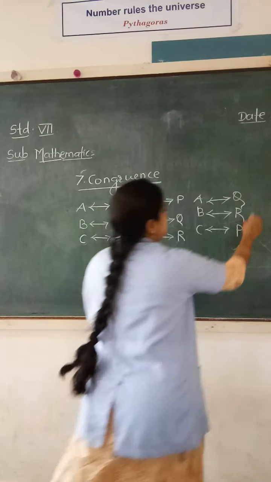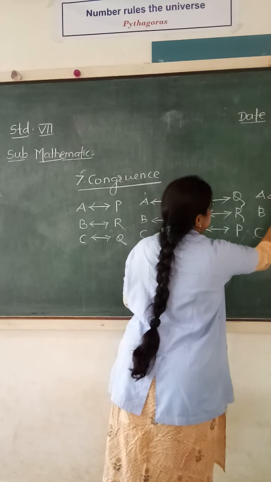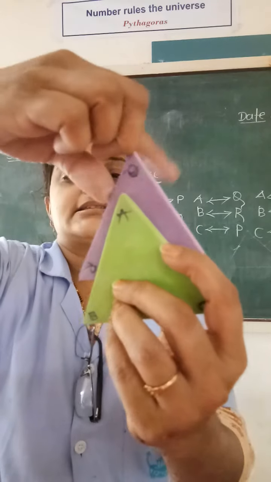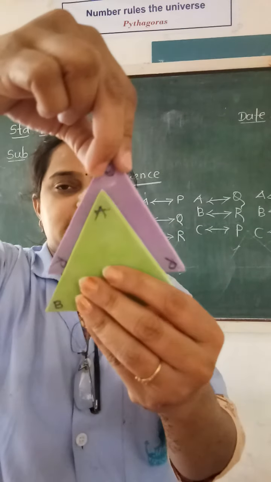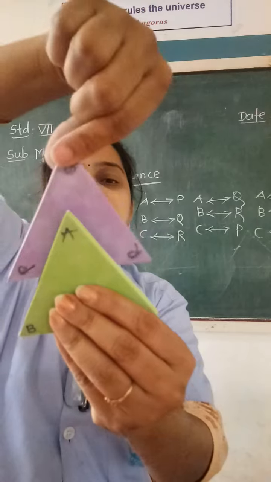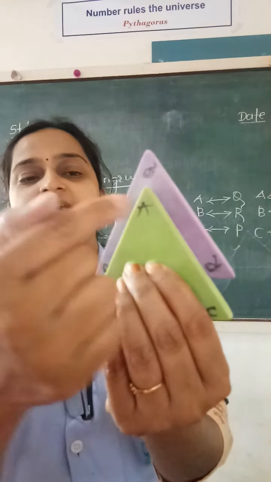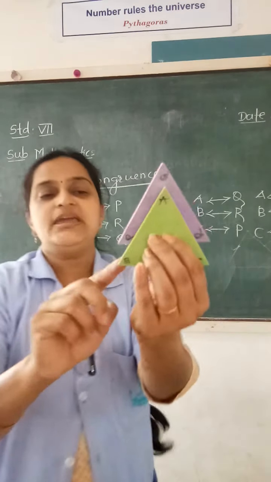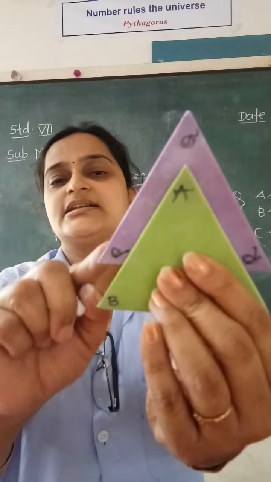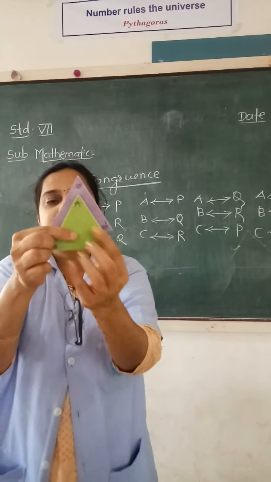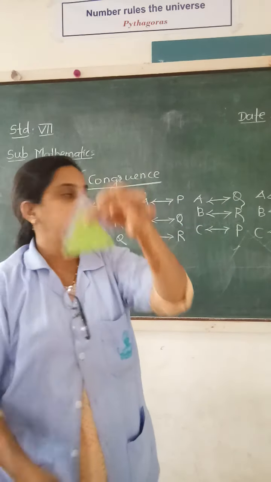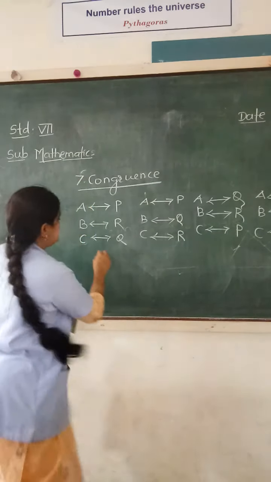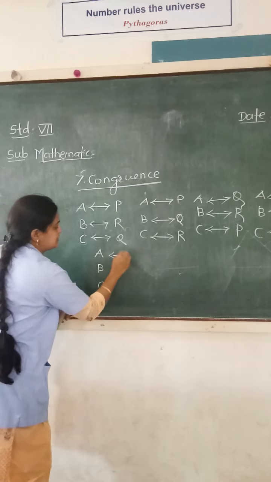Okay. Now let me try some more combinations. See. Now I will just turn this like this. Right now it was like this. I just rotated it like this. Now what happens? See, A matches to Q. Yes, A matches to Q. Now where do B and C correspond? B corresponds to P now and C corresponds to R now. Okay. Now is there any further possibility for the correspondence?